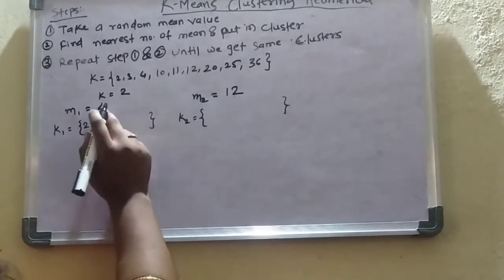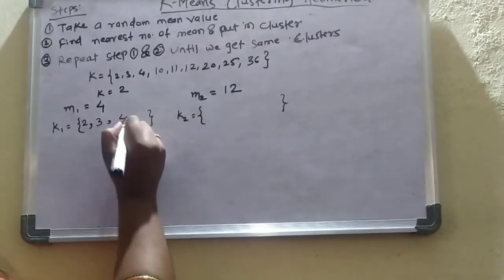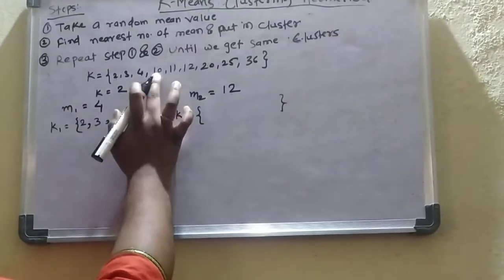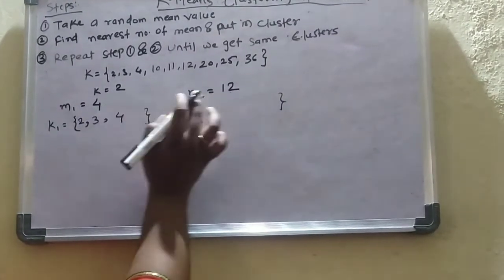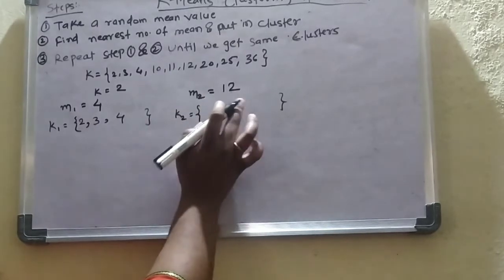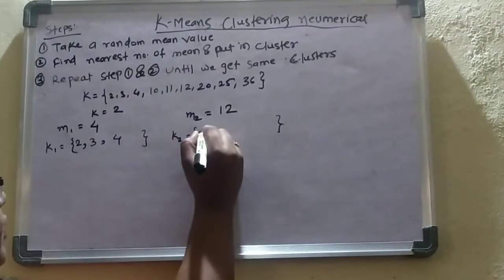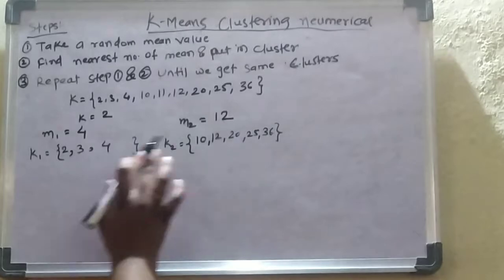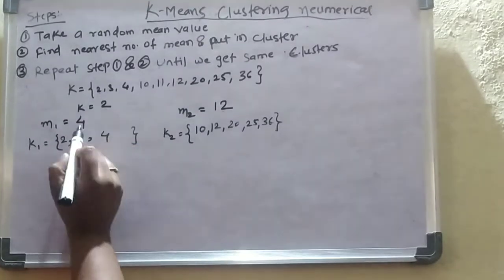Now 4 itself will be in the same cluster. 10 minus 4 is 6, but 10 minus 12 is 2, so it will go into this cluster. So these are the two clusters that we got after using these two means.